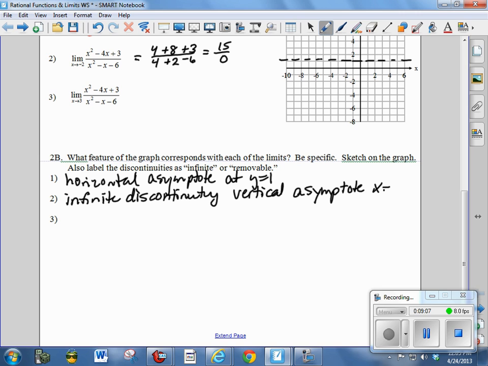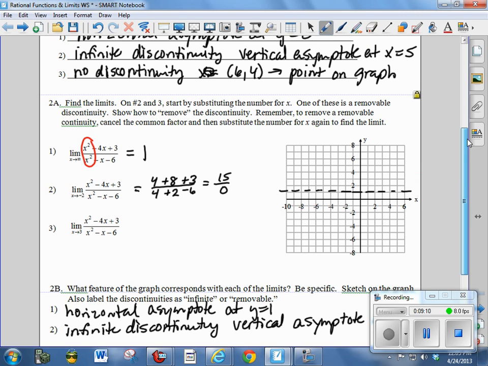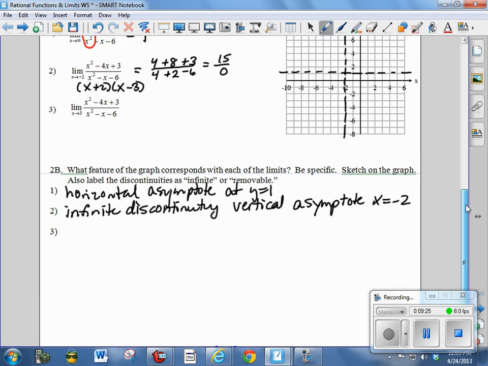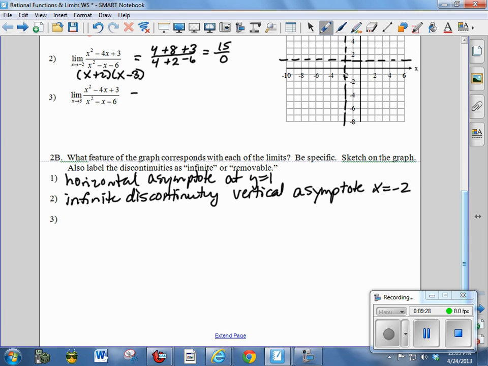Now, if I factor this, I know it has a factor of x plus 2. This is x plus 2, x minus 3. And in fact, in my numerator, I could also factor that. But that's where that's coming from. Now, notice the other number I'm plugging in is 3. So what happens when I plug in 3? I get 9 minus 12 plus 3 over 9 minus 3 minus 6, which is 0 over 0. This is what's known as a removable discontinuity, and so I need to remove it. That means I have a hole.